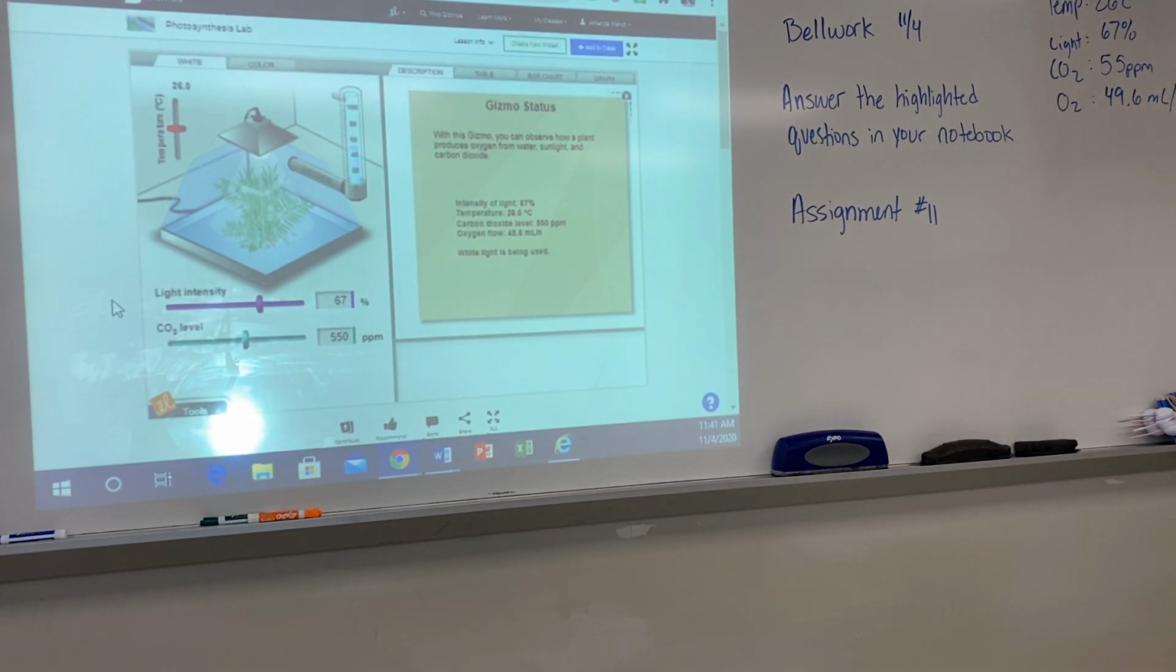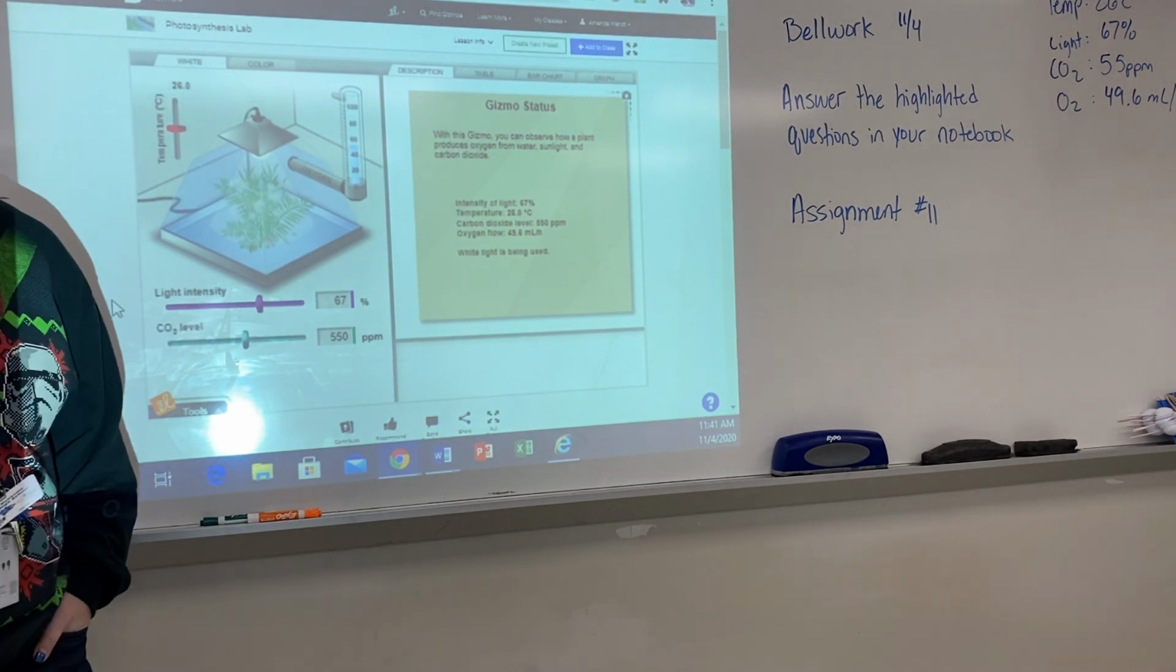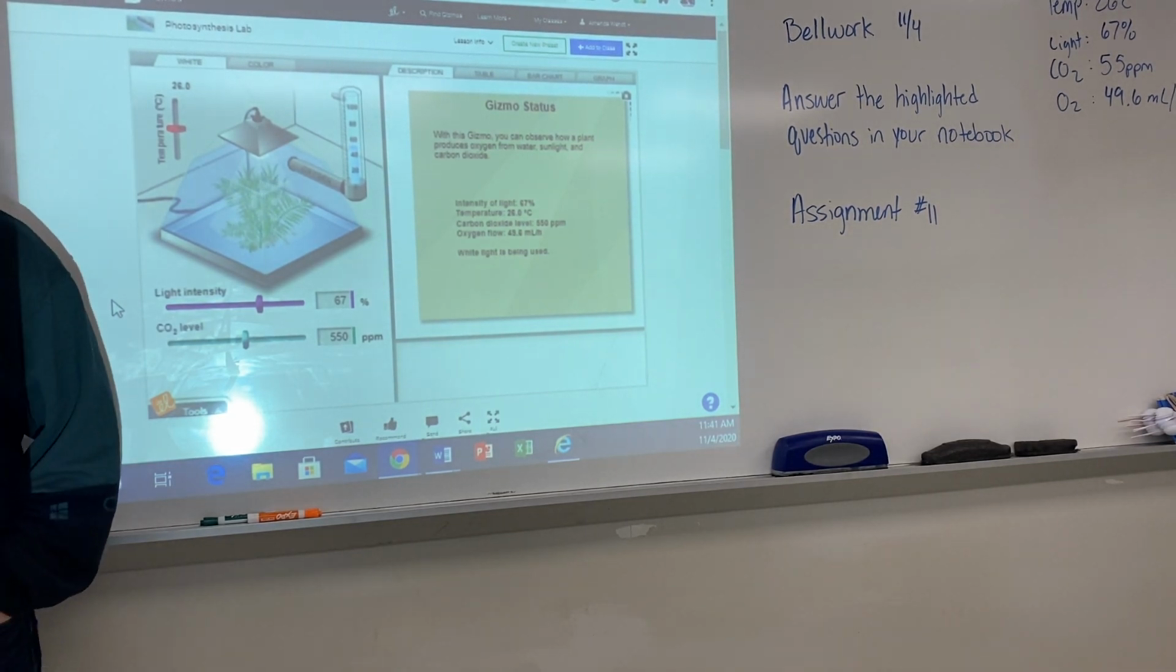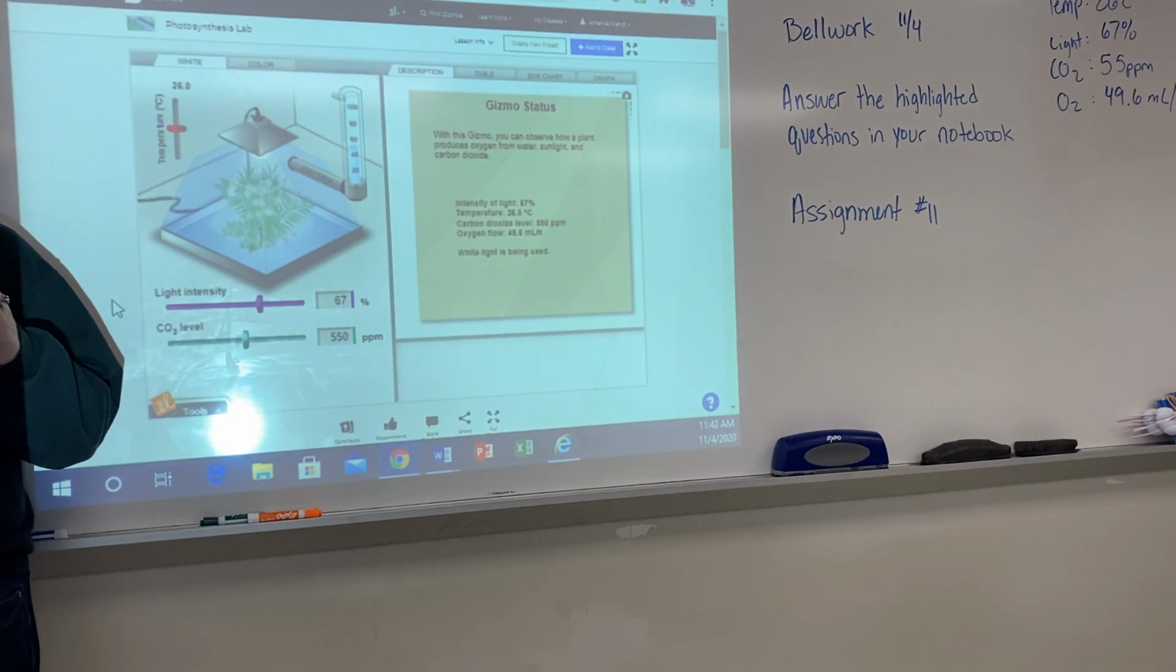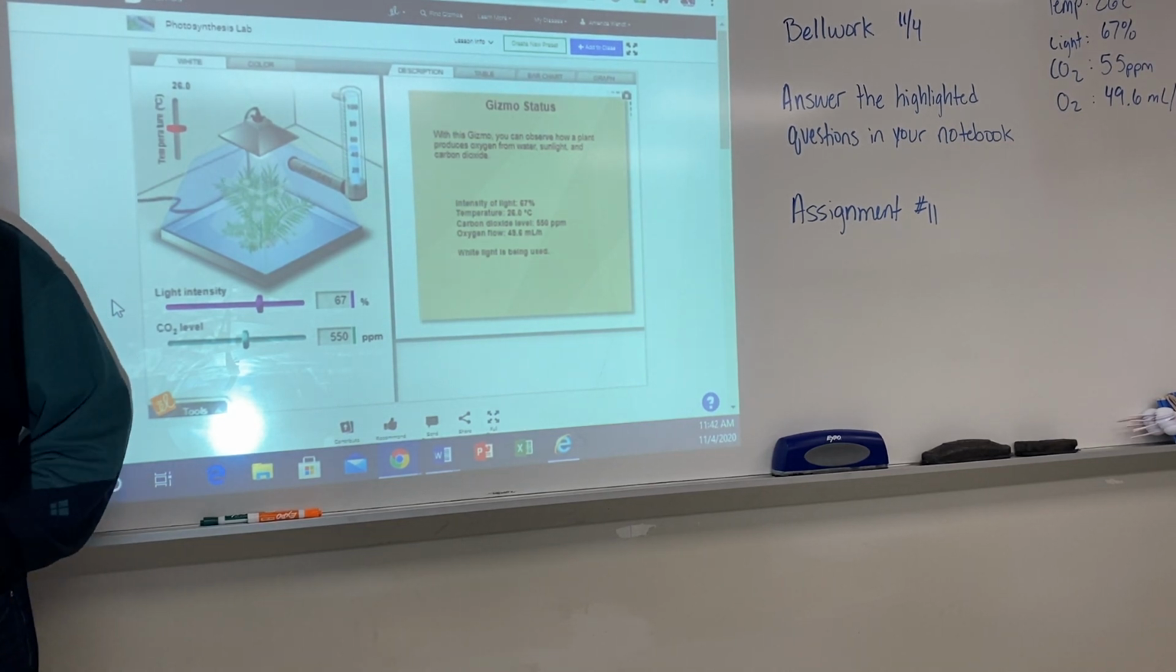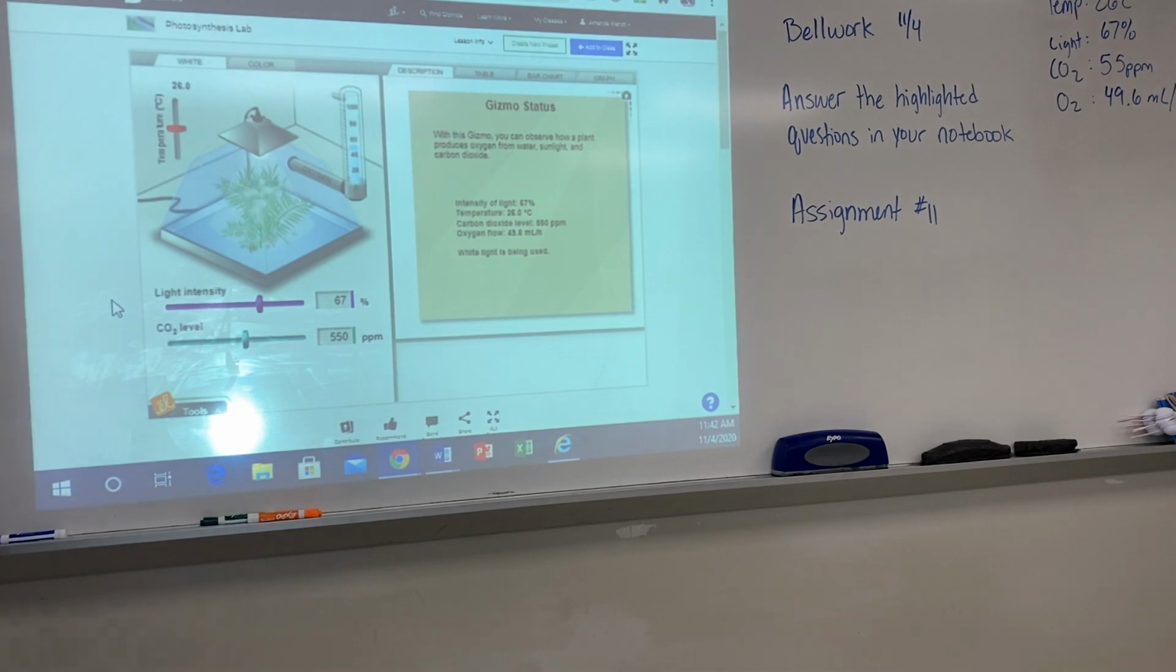So again, our two extremes do not work for our plant. They do not like high temperatures or low temperatures. They don't like high amounts of carbon dioxide or low amounts of carbon dioxide. And they don't like high amounts of light or low amounts of light. They want something kind of in the middle. All right. So everyone has that table filled out?